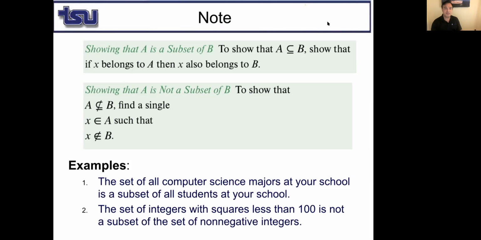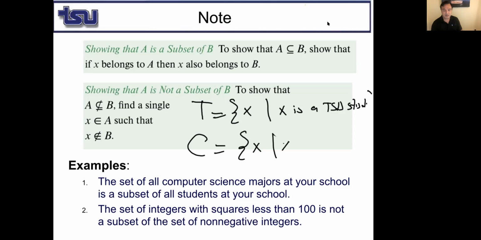Okay, here is a simple example. The set of all computer science majors in our school at TSU is a subset of all students at TSU. T consists of all elements X such that X is a TSU student, and then C might be X such that X is a CS major. If you take any CS major, you know that he is also a TSU student. Therefore, C is a subset of what? T.